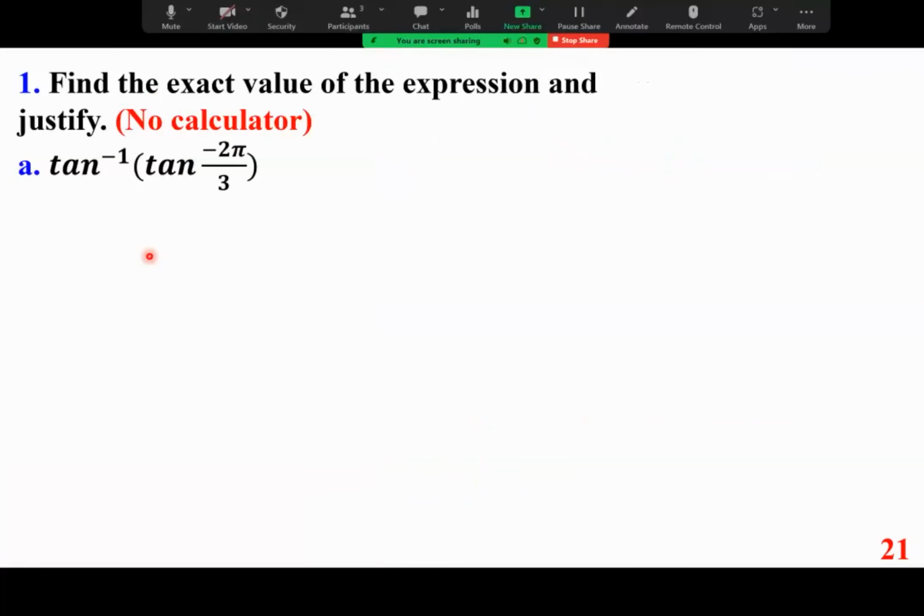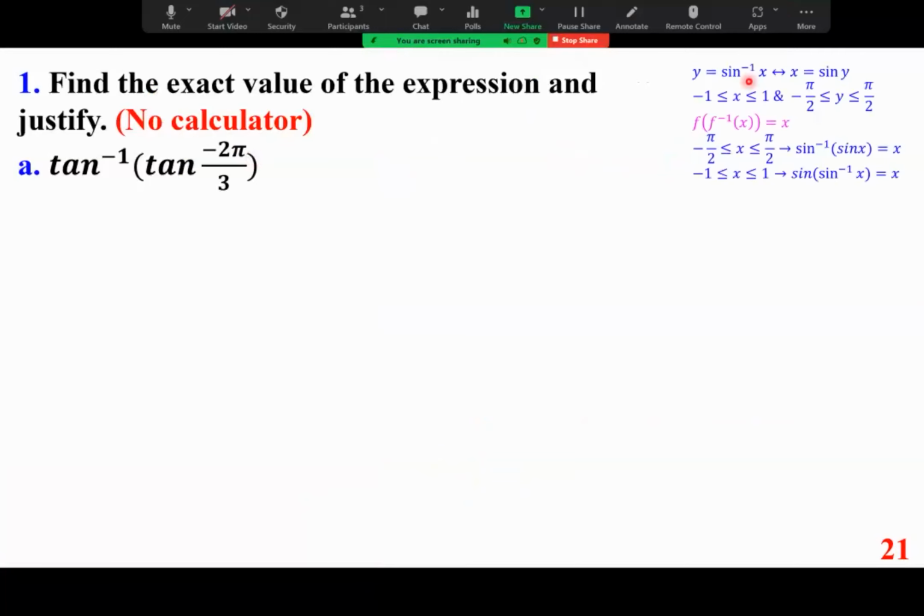We want to find the exact value of the expression tan inverse of tan of negative 2 pi over 3. So to do that, let's refresh everyone's memory about inverse functions. y equals sine inverse x means x equals sine y. Remember, none of the trigonometric functions, the way they are given, have an inverse function. We have to restrict the domain.